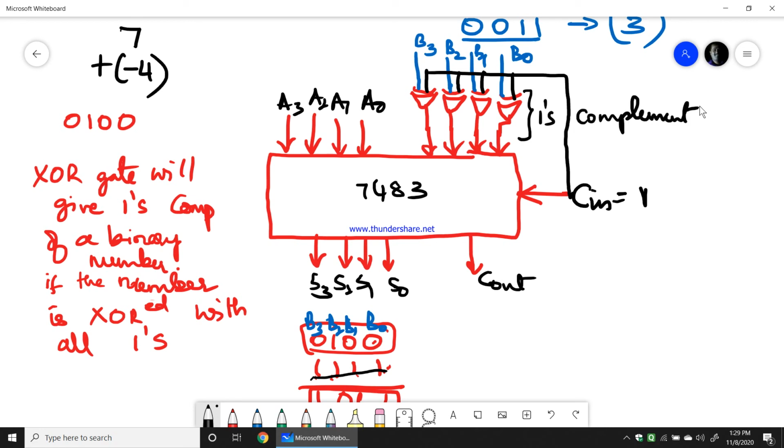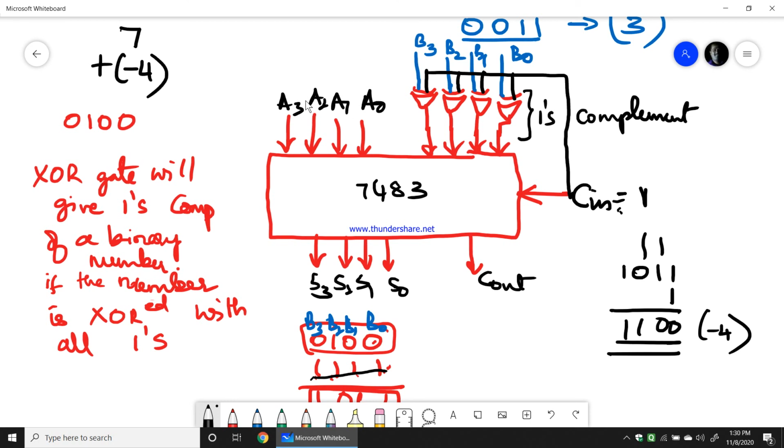Now how to get the 2's complement? I got the 1's complement, but I need the 2's complement to be added with A0, A1, A2, A3 to get the subtraction result. So for that, what your 7483 will do is, it will again take this 1's complement and add it with Cin again. So the 1's complement is 1011 for 4. It will again take the Cin value to add with that result, and finally it gives you the 2's complement of 4, which is minus 4, and that will be added with 7 when it is given to A3, A2, A1, A0.